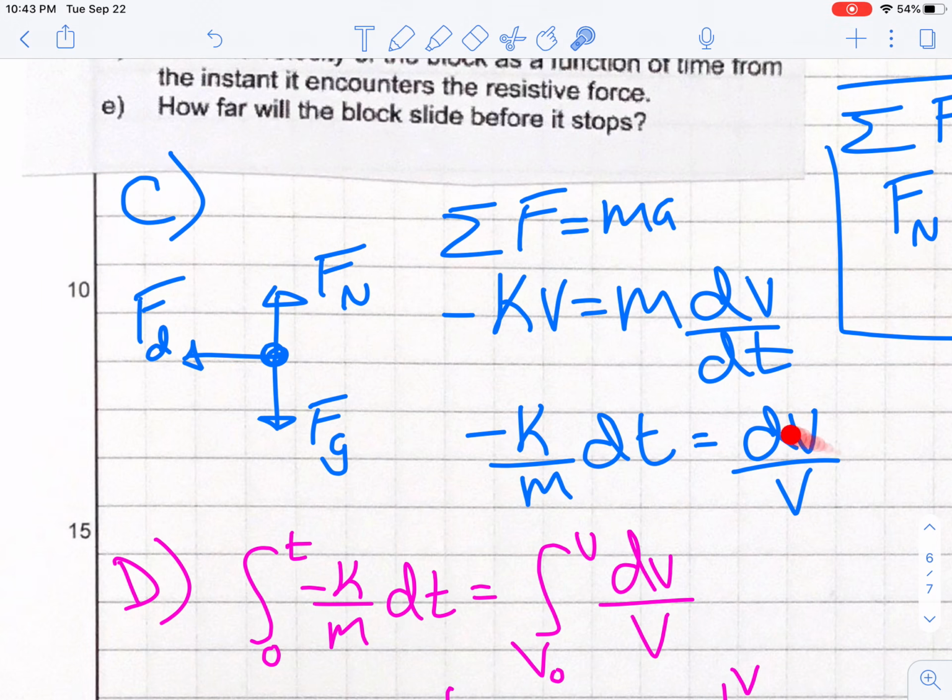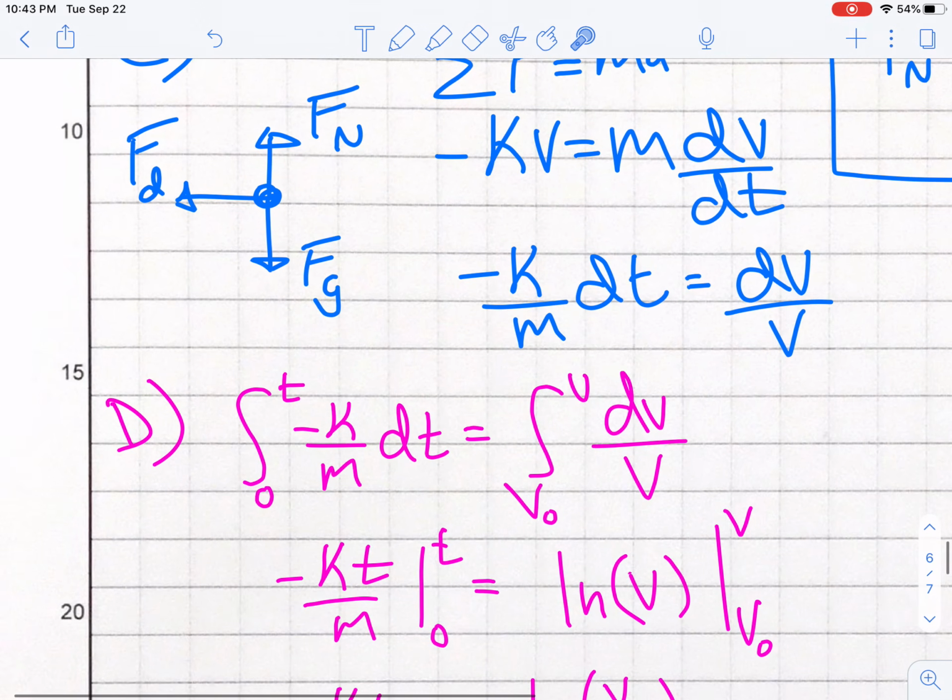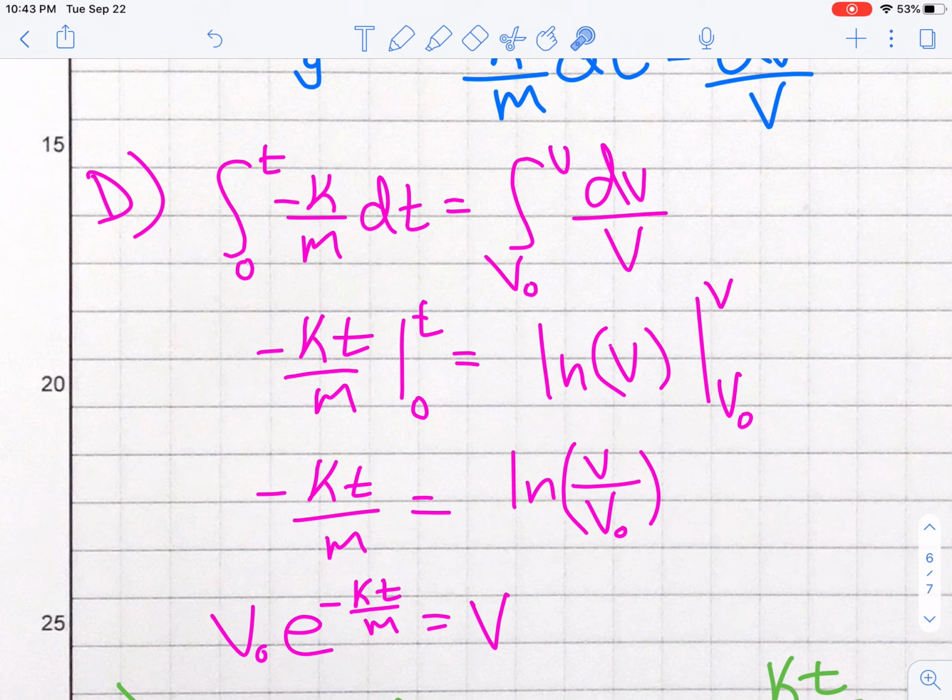So maybe this would be better in pink, since it's really the beginning of part D, where we're going to solve to find velocity as a function of time. Separate your variables. All I needed to do was divide by v, multiply by dt, divide by m. So when I got dv over v, I'm going to integrate that and get an ln function. On the left side, the integral of dt is just t. At time 0, my speed was v0. At some later time t, I'm going to have velocity v. So I plug those in, I evaluate.